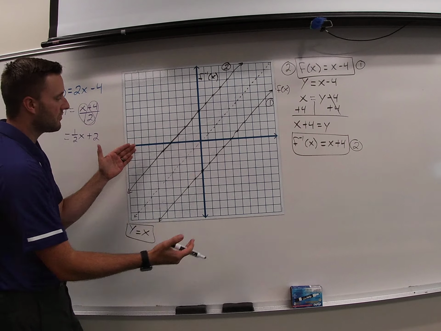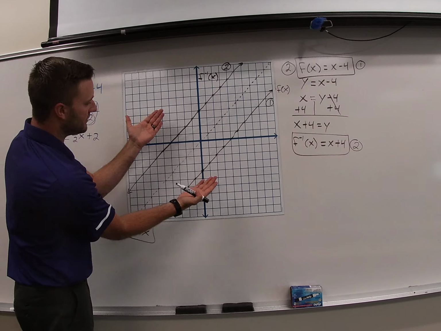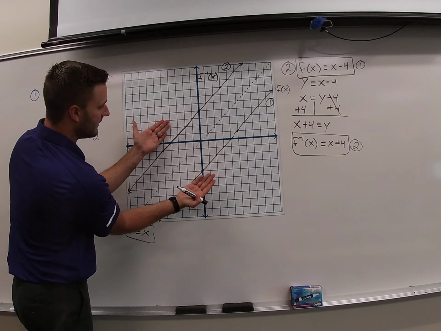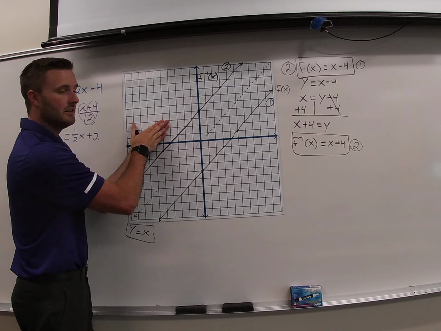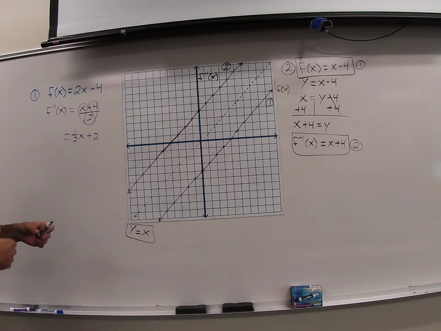Sometimes they cross over this line of symmetry, this y equals x, and sometimes they don't. Sometimes they're parallel lines, but they're still inverses, because if I were to fold over this dotted line, this piece would land on this piece. So here are two examples of what you might see when graphing inverse functions.